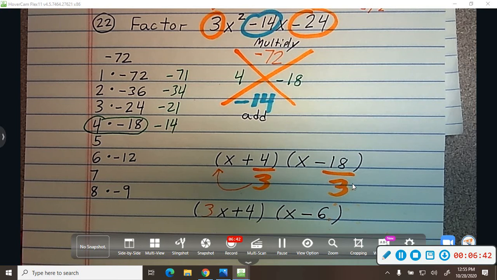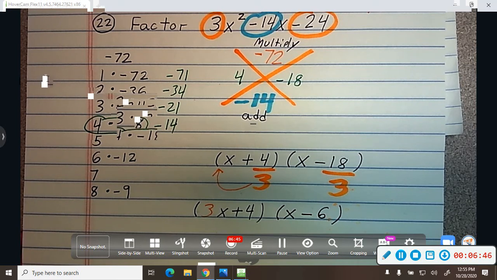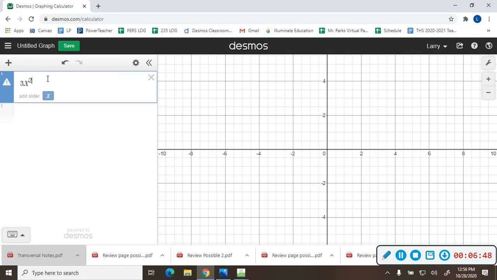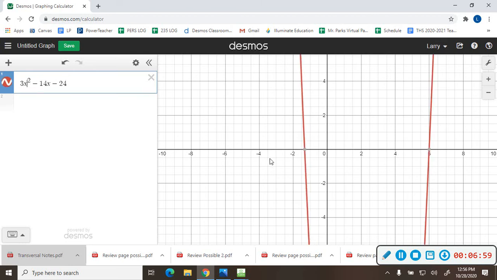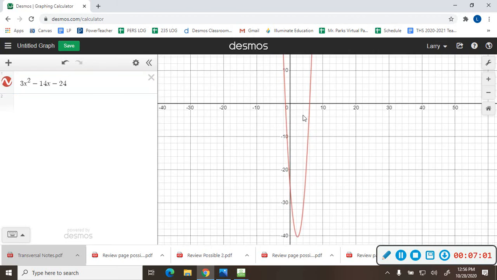Another way you could check your work is to type this in Desmos. So the original problem was this. I have to use lowercase x, which looks like that. That's called standard form. So standard form says it has a y-intercept of negative 24. Positive 3 means it opens up. So if I type in what I think it is, this is called factored form.